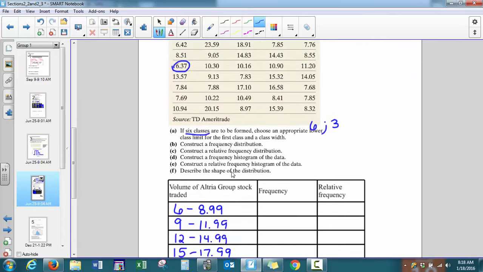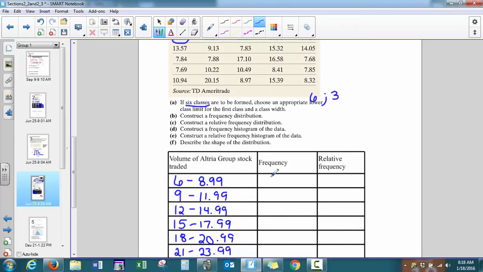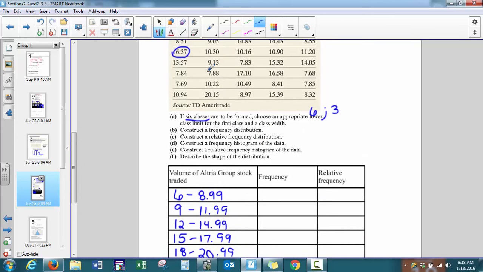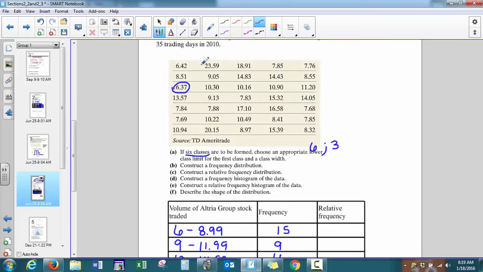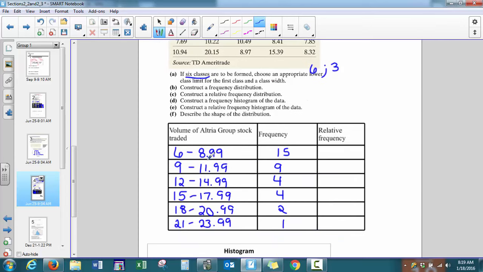Construct our frequency distribution. Your frequency distribution counts the number of values that fall within each class. If we go through our table and mark off corresponding numbers, there are 15 values that fall between 6 and 8.99. There are 9 values here. And there is only one number that falls between 21 and 23.99, and that is that one value. So that is our frequency distribution. We have the volume separated into classes and how many values fall within each of those ranges.